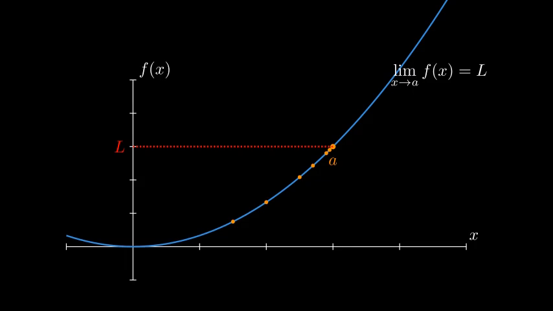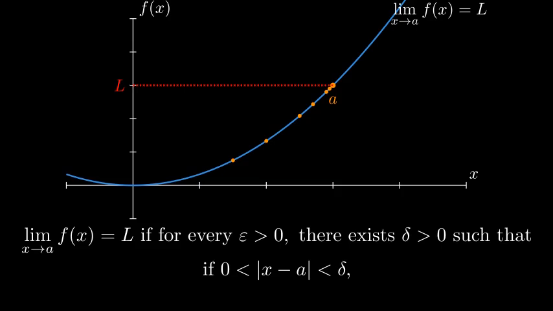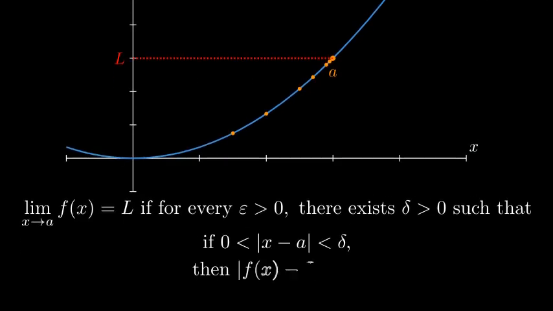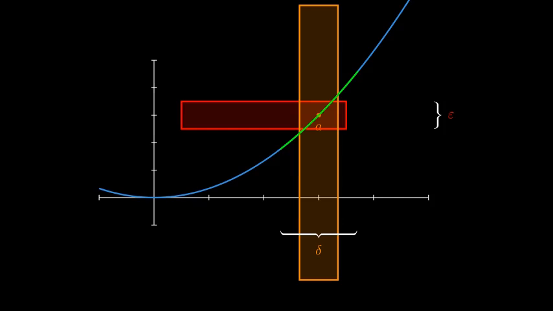Now, let's formalize this intuition with the epsilon delta definition. We say the limit of f of x as x approaches a equals L if, for every positive real number epsilon, there exists a positive real number delta, such that if the distance between x and a is less than delta, but x is not equal to a, then the distance between f of x and L is less than epsilon. In this definition, epsilon measures how close f of x must be to L, while delta measures how close x must be to a. Let's work through an example to see how we apply this definition in practice.